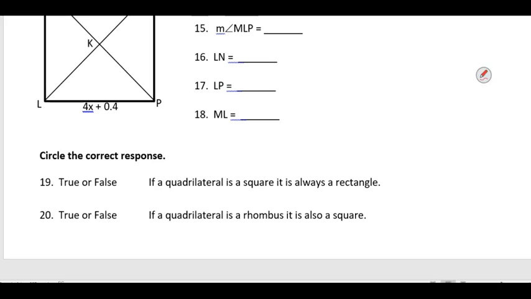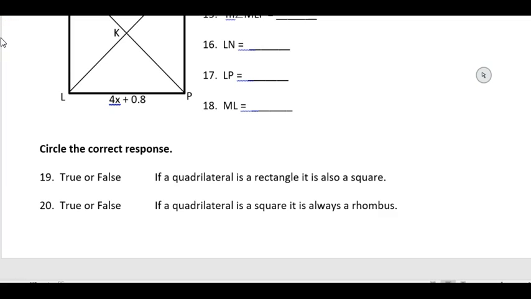Okay, now the last 2 questions of our first version says, if a quadrilateral is a square, it is always a rectangle. That is a true statement because a square is a rectangle. And then the next one is, if a quadrilateral is a rhombus, it is also a square. That is false. A square is always a rhombus, but a rhombus is not always a square.